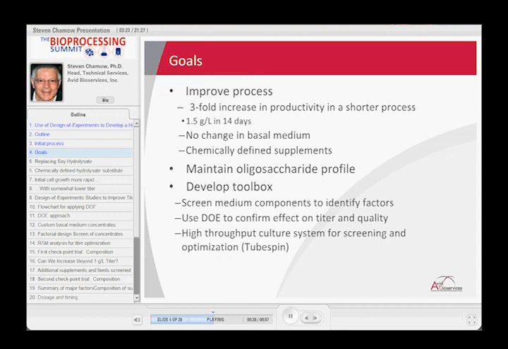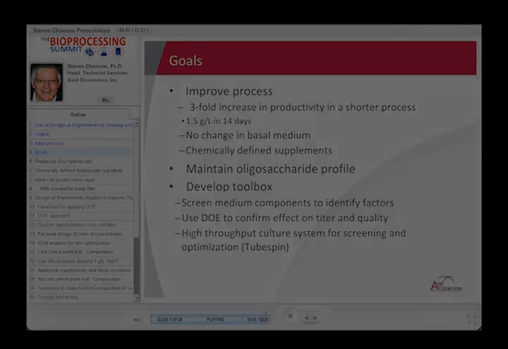And in the course of this work, we sought to develop a toolbox so that we could screen medium components to identify factors using DOE and a high-throughput culture system for screening and optimization. So we took advantage of the tube spin system that some of you may be familiar with. This is a system that has been pioneered by Florian Wurm at the EPFL in Switzerland.